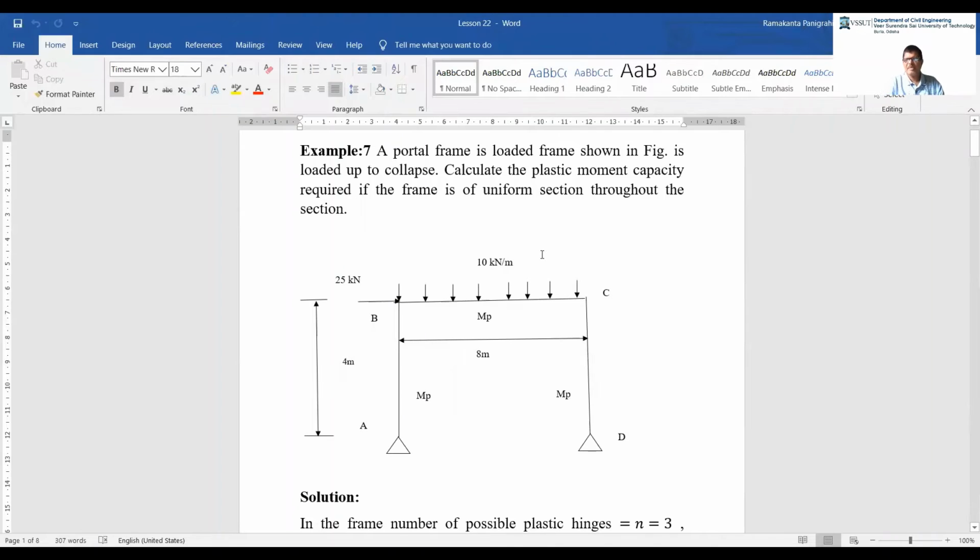Now in this problem, you are required to find out the plastic moment capacity of this. We have discussed all the problems regarding calculating the ultimate load or collapse load for the frames. Here we'll see how to calculate this plastic moment capacity.